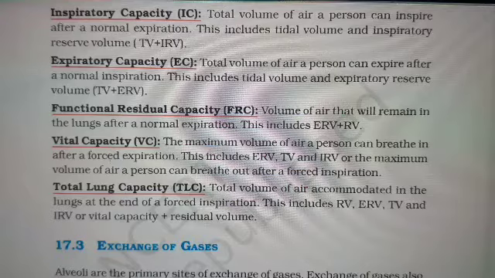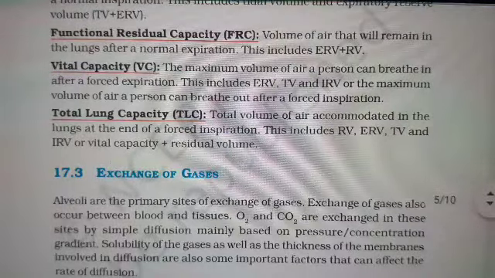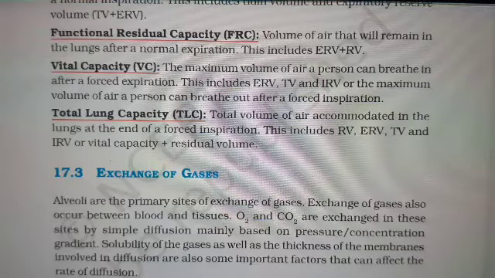And functional residual capacity is the volume of air that remains in the lungs after a normal expiration. That includes ERV plus RV. And vital capacity is the maximum volume of air a person can breathe out after forced inspiration. That includes ERV, TV, and IRV. The last one, total lung capacity, is the air accommodated in the lungs at the end of forced inspiration. That includes RV, ERV, TV, and IRV. Or else, vital capacity plus residual volume, if we combine them, gives the total lung capacity.